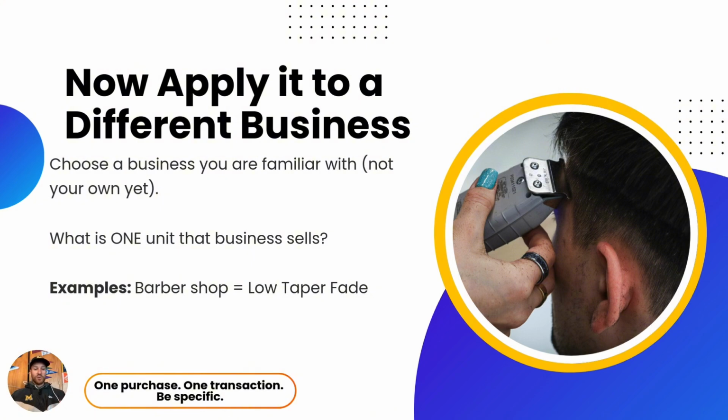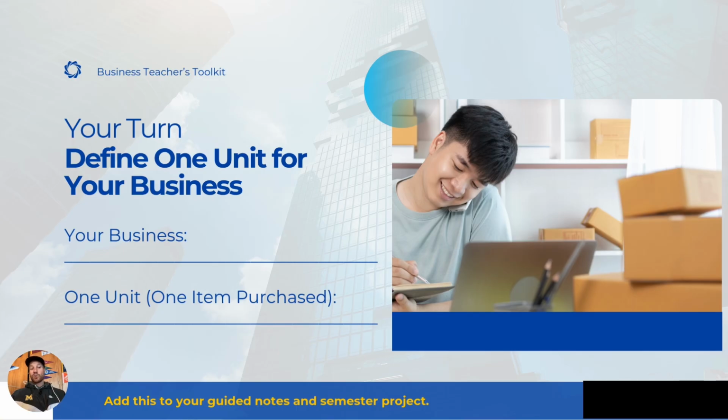Choose a business you're familiar with, not your own yet. What is one unit that that business sells? For example, a barbershop. Maybe their signature thing that they're famous for on TikTok is a low taper fade. It's one purchase, one transaction, very specific. Now it's your turn to define one unit for your business.